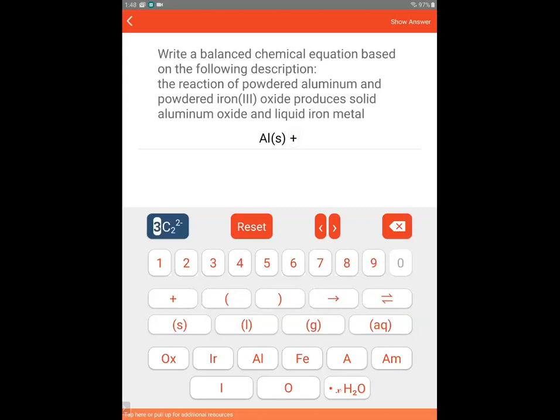So iron is a +3, oxygen is a -2. So I'm going to need 2 irons and 3 oxygens. So I'm going to do Fe, hit this blue button, 2, oxygen, 3. 2 times 3 is equal to 3 times 2.